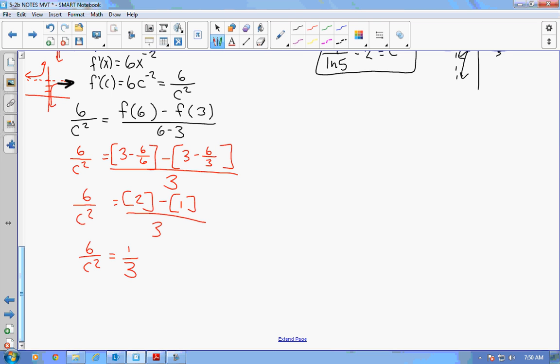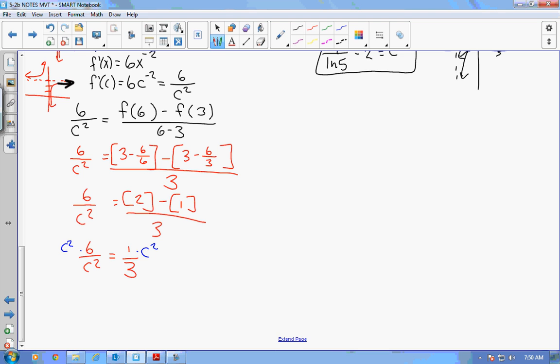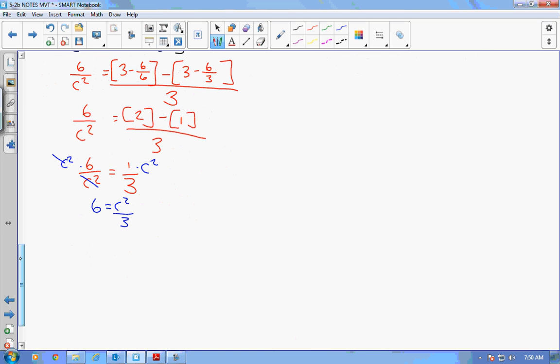Okay, solving for c. What do you do to solve for c? Multiply by c squared. Yeah, you could do that too. c squared cancels, so we have 6 equals c squared over 3. Times by 3, times by 3, cancel, cancel. 18 equals c squared. Okay, is there currently a square root on the paper? No, we apply the square root ourselves.